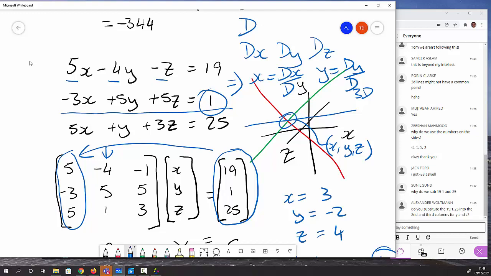Okay, it's that simple. And just so you know, on an exam you'll be asked to calculate d, dx, dy, dz, then find x, y, z, and then give me a sanity check. Okay, I think this is time for you to have a crack at it.